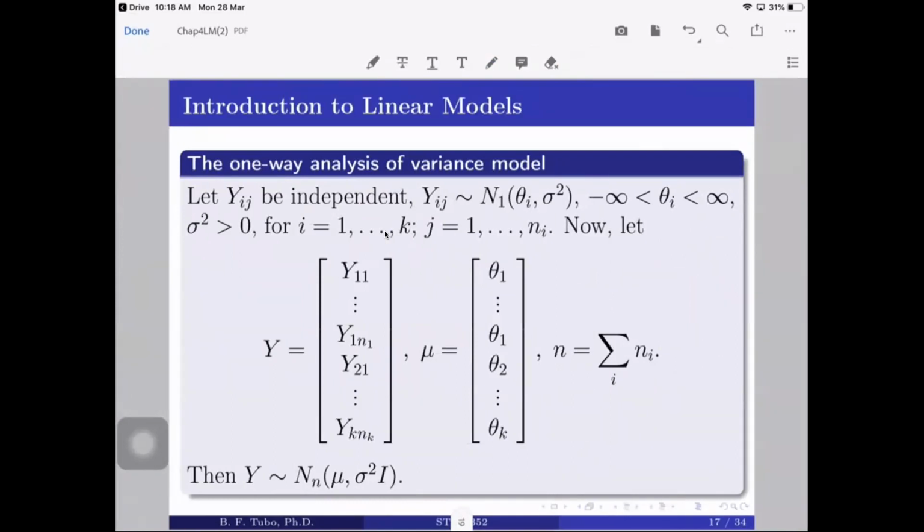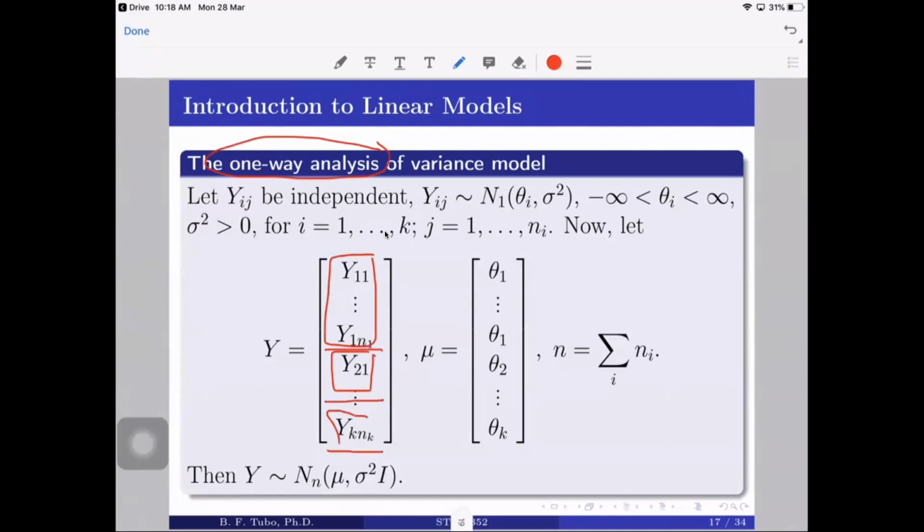And then if you are familiar with a one-way analysis of variance, then there are groups of y's. So this is group 1, this is group 2, so on and so forth. This is group K. And then each of the groups will have its corresponding mean, say theta 1 for this, theta 2 for this, and then theta K.